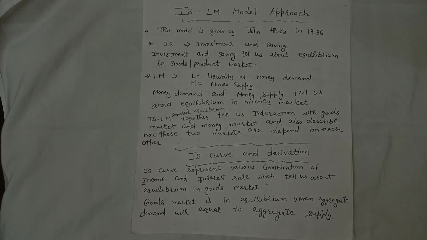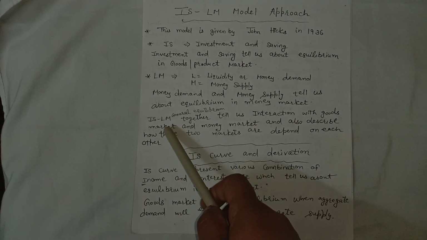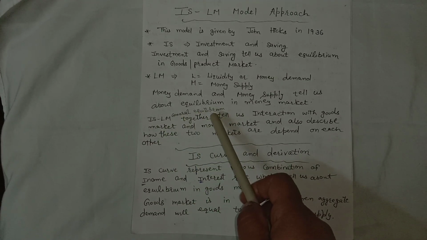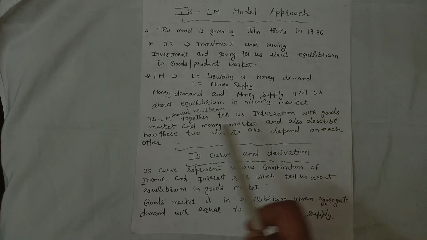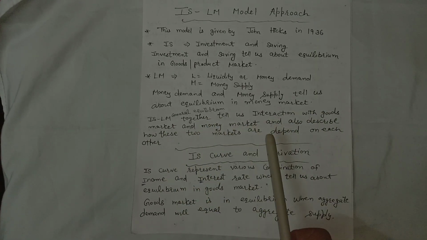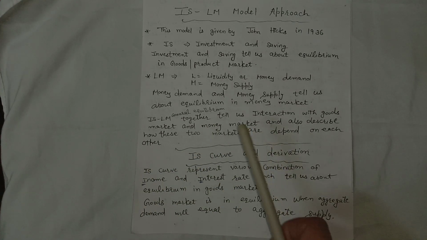So IS, which shows investment and saving, tells us about the equilibrium in the goods market, and LM, which shows liquidity or money demand and money supply, describes the equilibrium in the money market. So both IS and LM show general equilibrium and together tell us about the interaction between the goods market and the money market, and also describe how these two markets depend on each other.